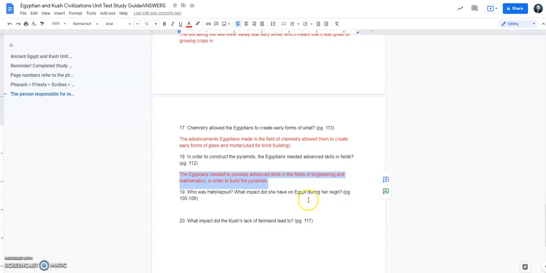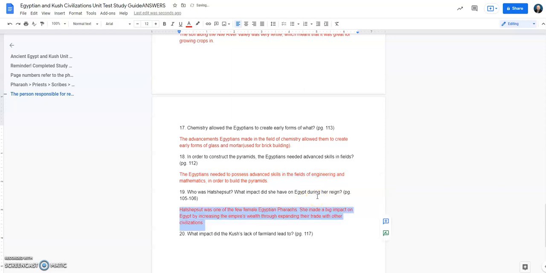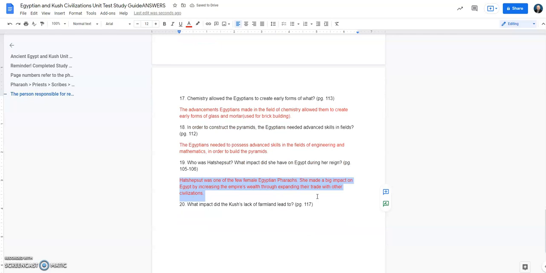19. Who was Hatshepsut? And what impact did she have on Egypt during her reign? So Hatshepsut was one of the few female Egyptians to rise to power. Her husband was the pharaoh, and then when he died, the pharaoh should have passed to his son, but his son was a baby. So Hatshepsut, his wife, said, "I'll do the job," and she became a very important pharaoh in ancient Egypt. Her impact was she made Egypt rich. She really increased their wealth by increasing trade with other civilizations. So she just brought in a ton of money, and she made Egypt a really, really wealthy country. And it already was wealthy, so she just made them extra rich.